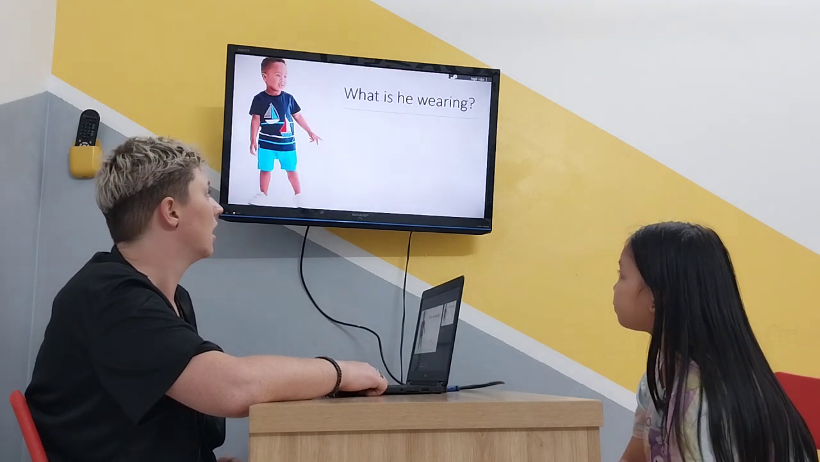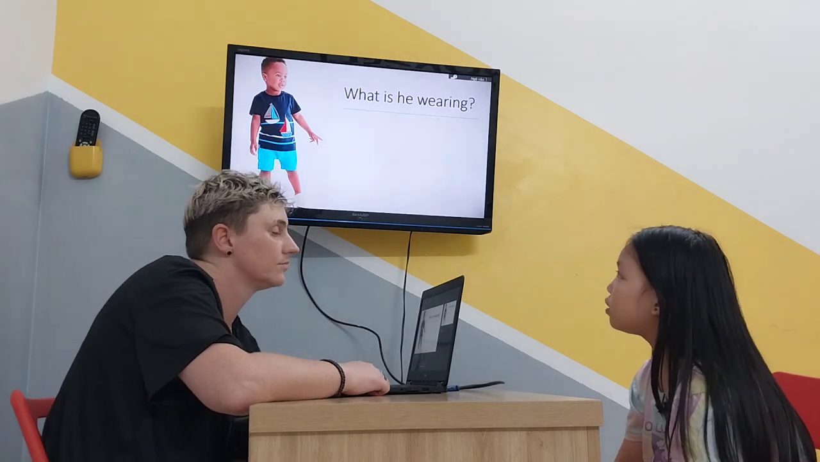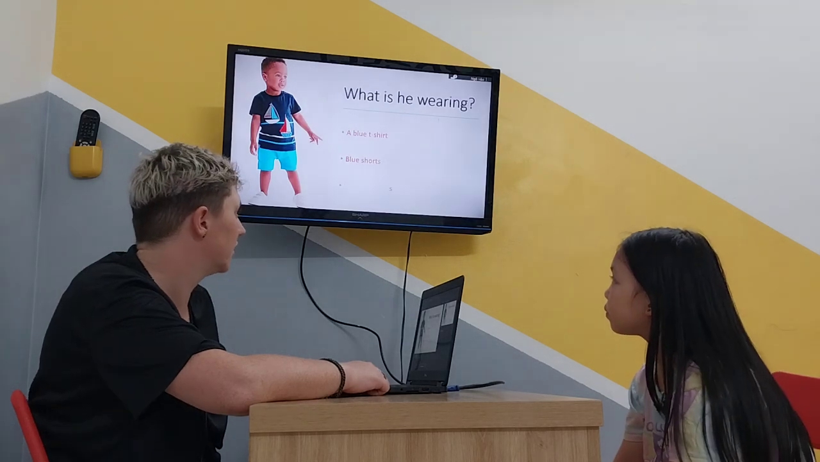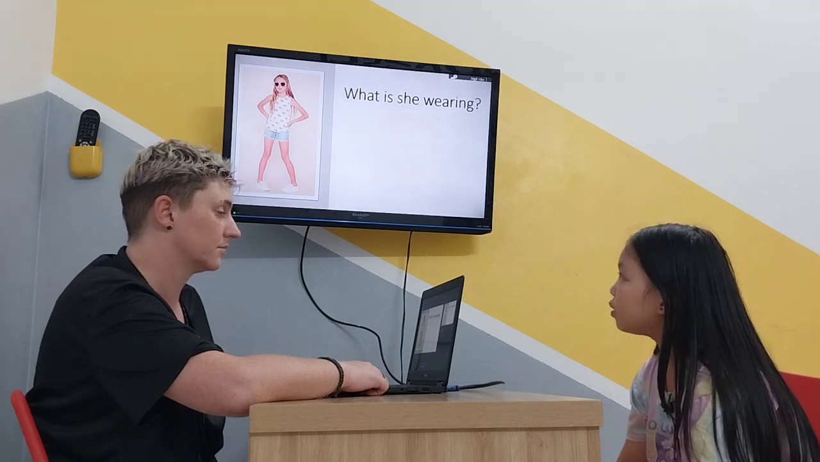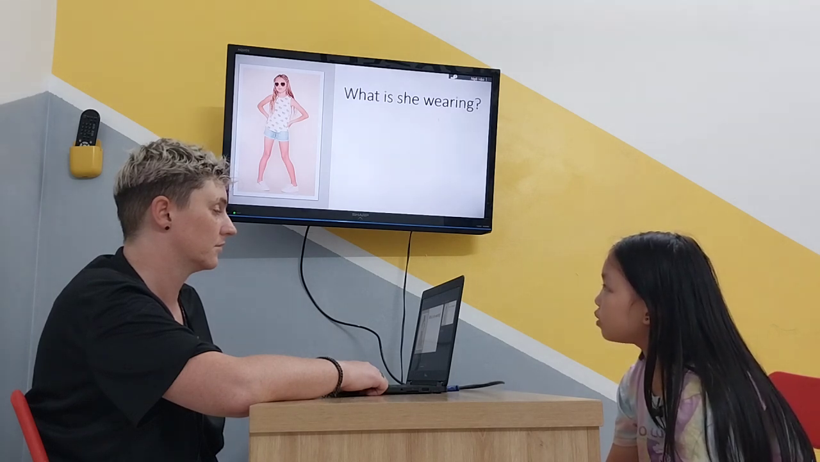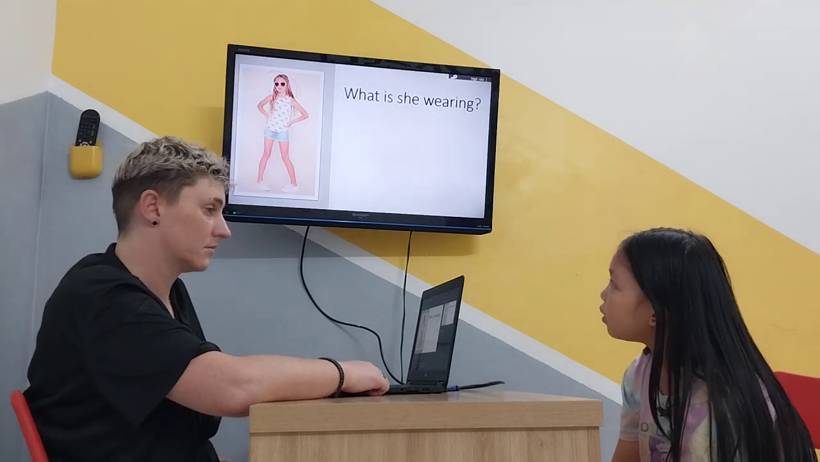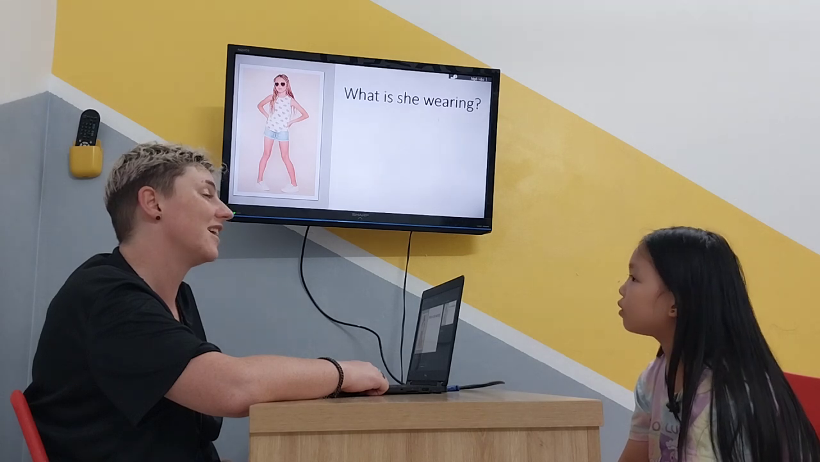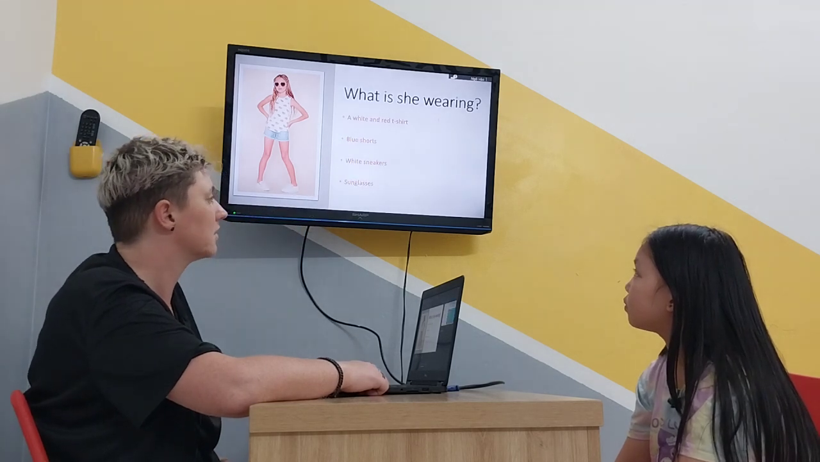Pants. Okay. So what is he wearing? He's wearing a blue T-shirt, blue shorts, and white sneakers. Very good. Okay, what is she wearing? She's wearing white T-shirt, blue shorts, white sneakers, and sunglasses. Okay, good. A white and red T-shirt, blue shorts, white sneakers, and sunglasses.